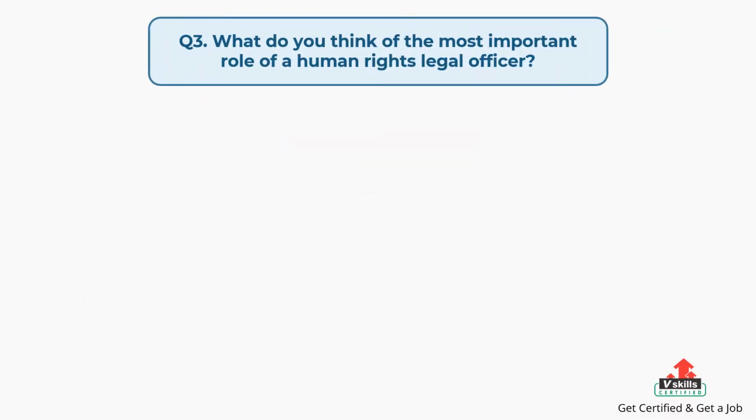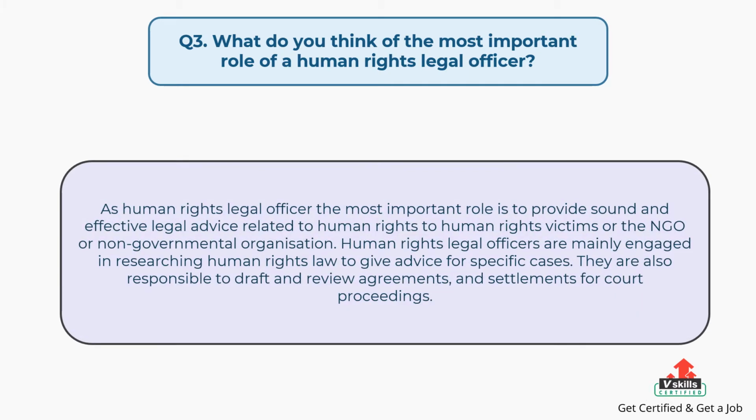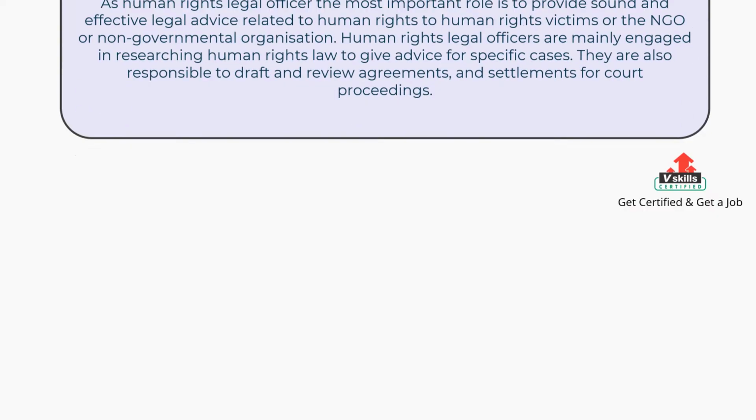Question number 3. What do you think is the most important role of a human rights legal officer? The answer is: as a human rights legal officer, the most important role is to provide sound and effective legal advice related to human rights victims or the NGO, or non-governmental organization. Human rights legal officers are mainly engaged in researching human rights law to give advice for specific cases. They are also responsible for drafting and reviewing agreements and settlements for court proceedings.